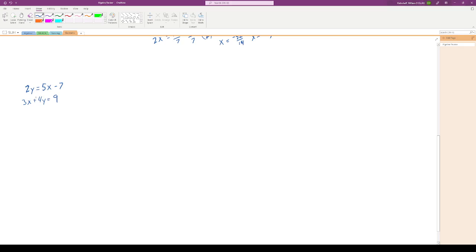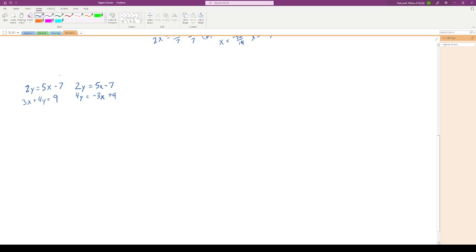So to do elimination, we need to make sure the two equations line up with the same variables in the same places. So my first problem here is my y and x are on opposite sides here, and they're on the same side here. So to make these look the same, make them parallel structures, we're going to make this 2y equals 5x minus 7, and here we're going to send the x's over to the other side so that it looks like this. So we'll get 4y equals negative 3x, because we subtracted 3x from both sides, plus 9. Now these line up.